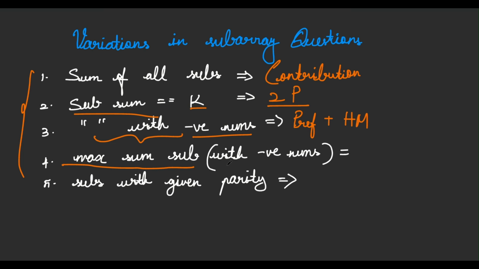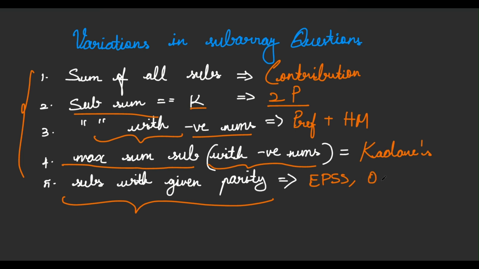And maximum sum subarray. This is a famous question. I guess you guys would probably have already known this. Here we will be using Kadane's algorithm, right? And I have added today's question also as a new variation, because this question seemed a bit observational, and I kind of liked it. So, subarray with given parity. This one we'll be using EPSs and OPSs plus prefix sum, right?